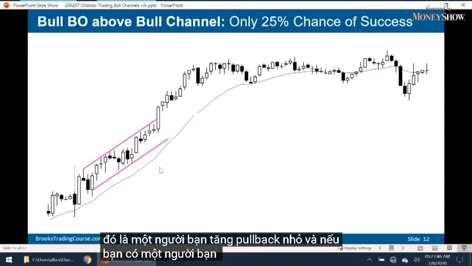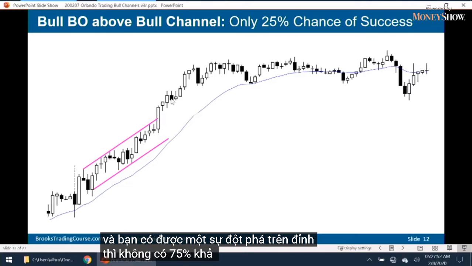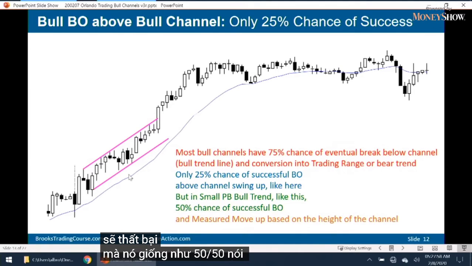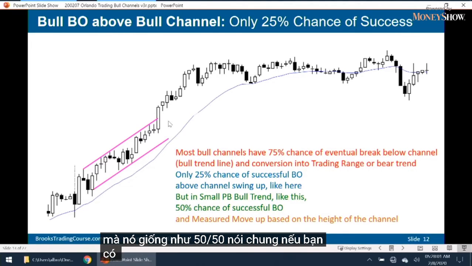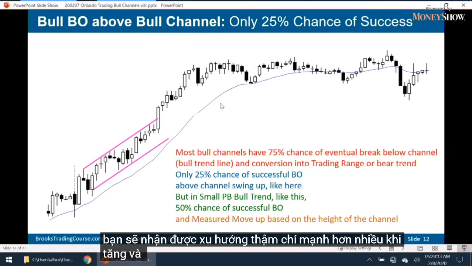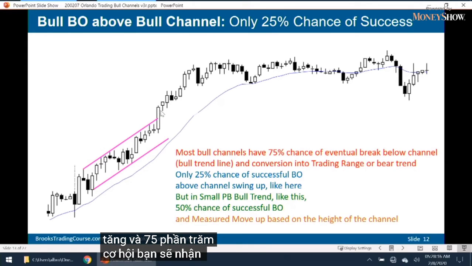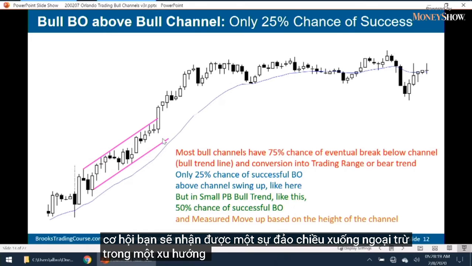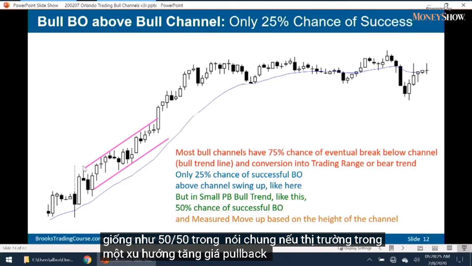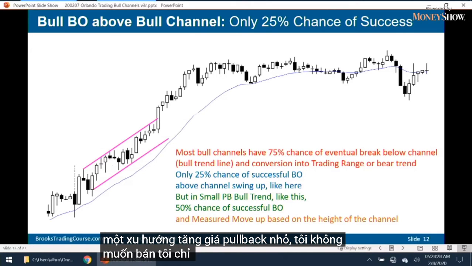And if you have a small pullback bull trend and you get a breakout above the top, it's not a 75% chance the breakout will fail. It's more like 50-50. In general, if you have a bull channel and a breakout above, 25% chance you're going to get an even stronger trend up, a swing up, and 75% chance you'll get a reversal down. Except in a small pullback bull trend, it's more like 50-50. In general, if the market's in a small pullback bull trend, I'm not looking to sell. I only want to buy.